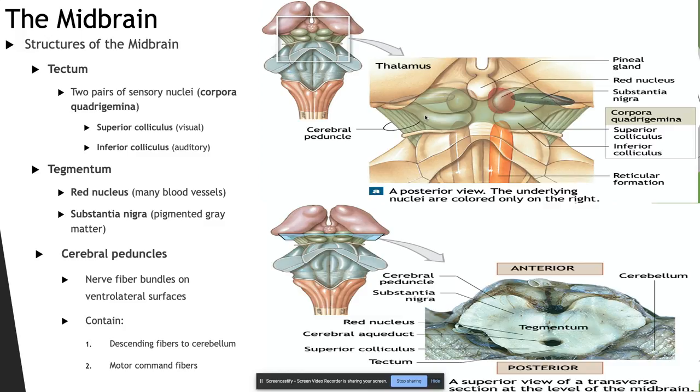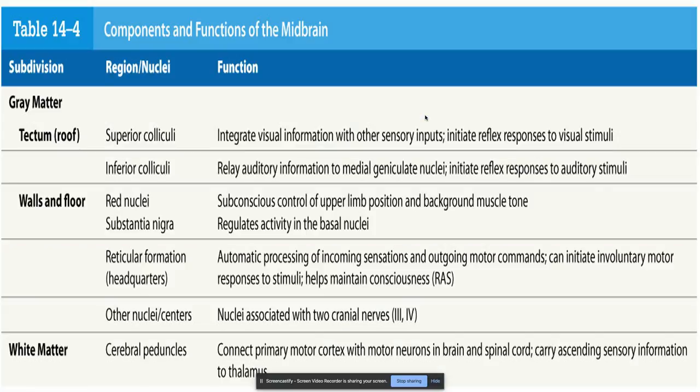The midbrain also contains the reticular activating system, or RAS, which is a specialized component of the reticular formation. Stimulation of the RAS makes you more alert and attentive, and damage to the RAS produces unconsciousness. Again, just a table discussing what we just talked about.